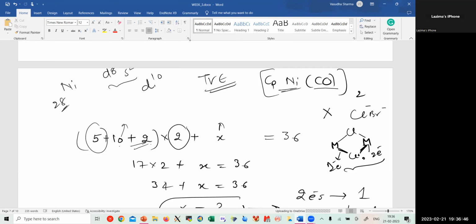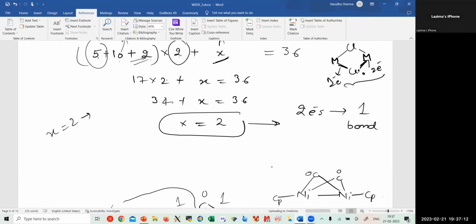Yes, so 5 comes from Cp, nickel gives 10, and 2 comes from carbonyl. Since it is a dimer, we multiply the whole by 2: 17 into 2 becomes 34. I don't know how many metal-metal bonds there are between the two; there could be 0 also, so I have taken that electron contribution as X. Ultimately, I get X equals 2, which means 2 electrons are required to make 1 bond. So, 1 bond exists.